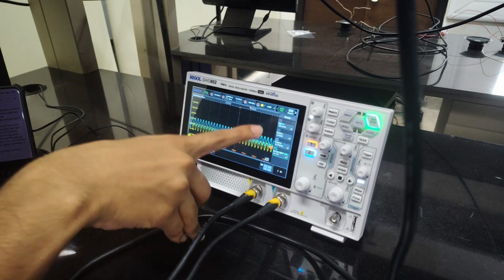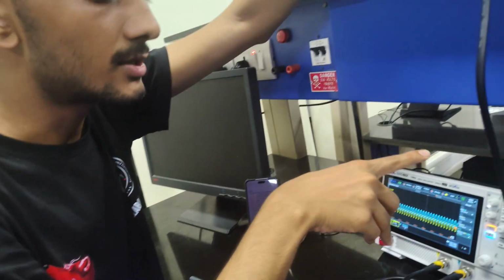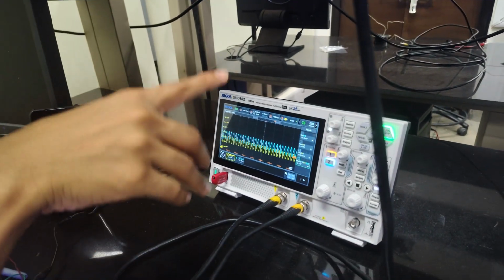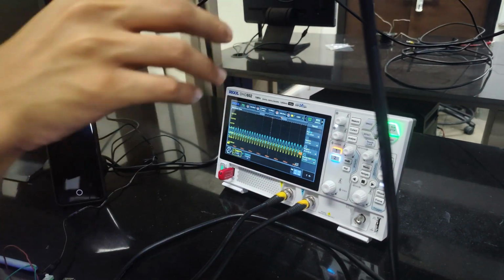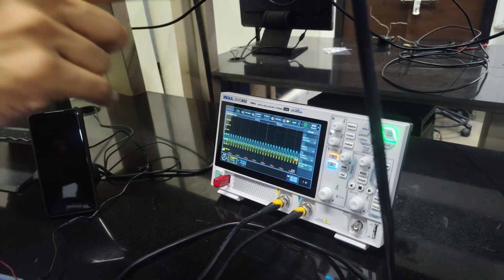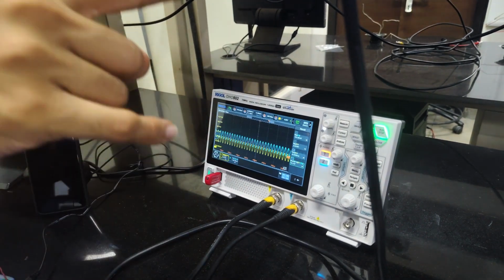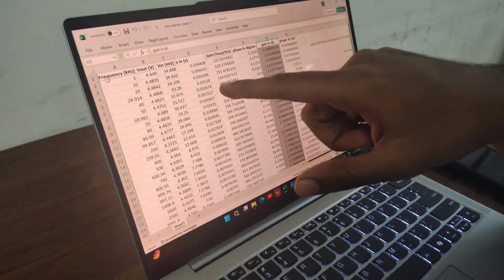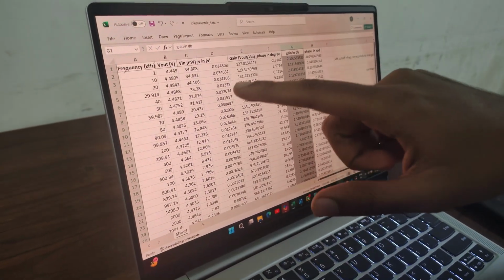From these, we have to calculate the gain, that is V output upon V input, and we will have to plot the graph between gain and the frequency and the phase and the graph of phase response. Readings of the photodiode which we have taken from the lab, from the experiment.